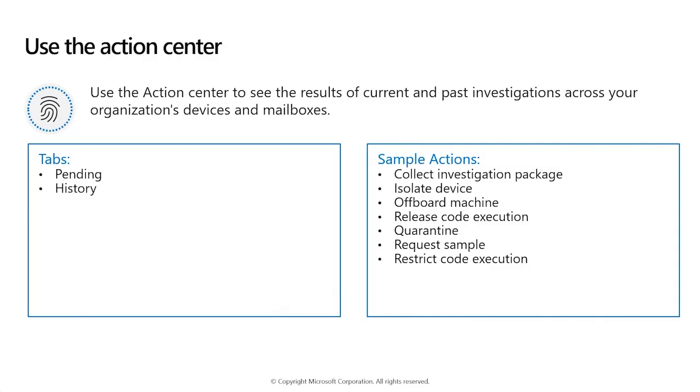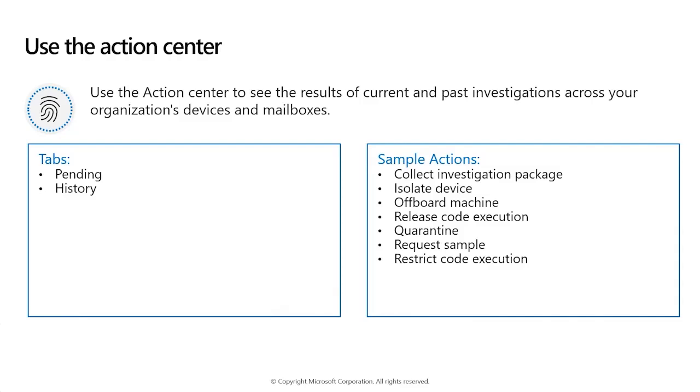Then the history tab is great for viewing past investigations and remediation actions that were taken automatically. You can view data filtered by the past day, week, month, or even 6 months. If you want to see more details about a specific item, you can click on it and you'll see the investigation details view that we've often seen before in our other slides and demos. Some of the actions you can take from here would be the ability to quarantine a file, restrict code execution, or even isolate a device.